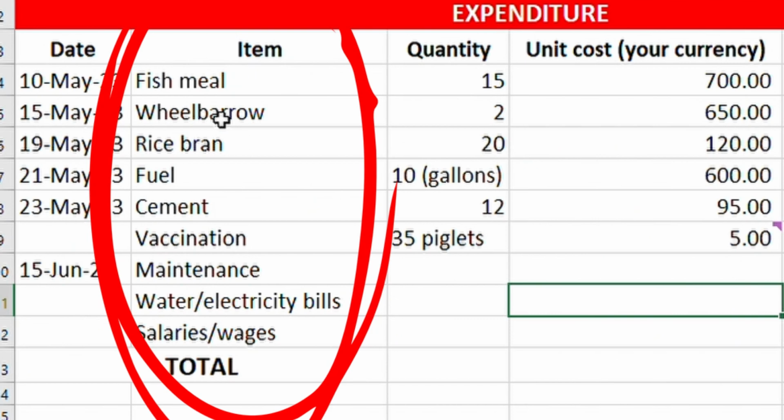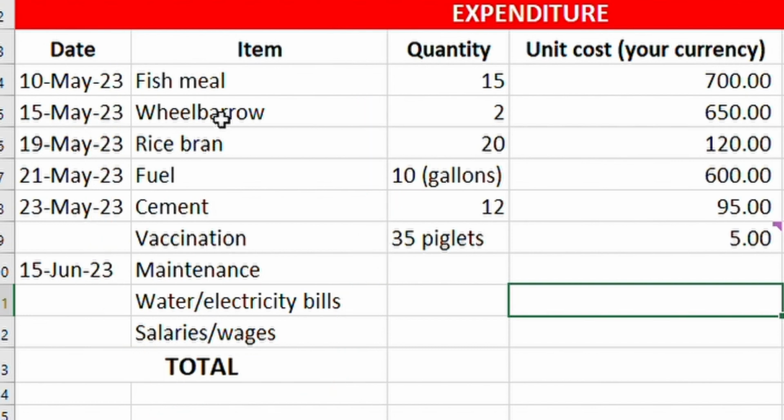You can also have fuel cost, cement, vaccination cost, and then even maintenance. Maybe there's a leakage and you ask the mason to go and do it on your behalf, or the carpenter to go and work on the roofing for you. They are all part of the maintenance cost. And then the water bill and electricity, if you have light where you heat the piglets or the pigs on the farm, they are all part of the utility cost you incur on the farm. And definitely you will pay salaries if you have workers on your farm. So they are all part of your expenditure and they should also be recorded as such.